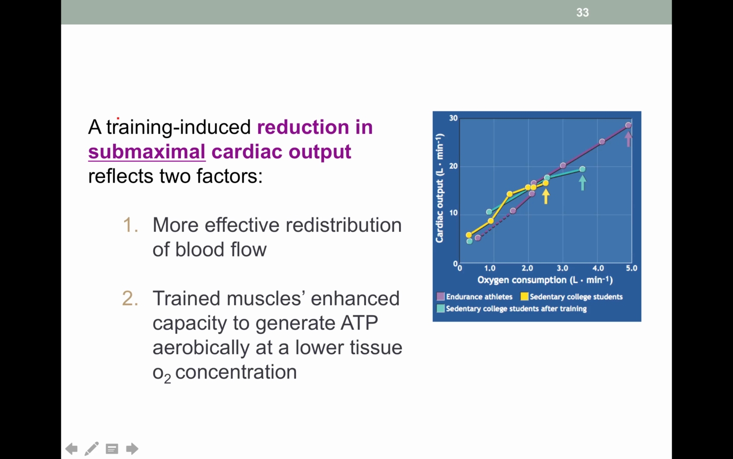Now, why does this happen? More effective blood redistribution. So we're getting better at bringing blood to the active tissues. We're getting better at bringing blood back from those tissues to the heart. And the trained muscles enhance capacity to generate ATP aerobically at a lower tissue oxygen concentration. So the tissues become more able to produce ATP even though there's not a lot of oxygen available to them. And we're going to continue to talk about some of these relationships and why this holds true when we discuss acid-base balance.